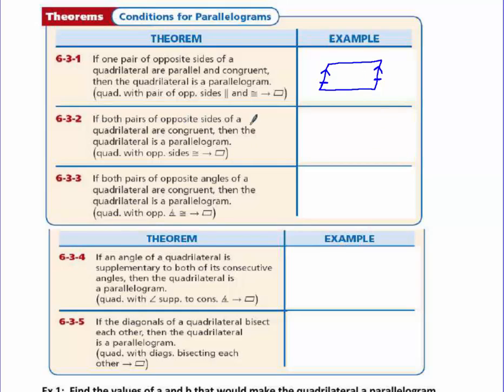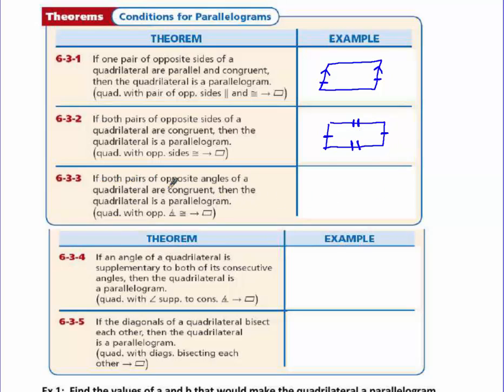All right, the next one says if both pairs of opposite sides of a quadrilateral are congruent. So again, same shape, something that looks like a parallelogram, and then when you encounter both pairs of opposite sides being congruent to each other like this, that's also a parallelogram. And see, we don't know anything about it being parallel, and we don't know anything about the angles, but that's enough to determine something is a parallelogram.